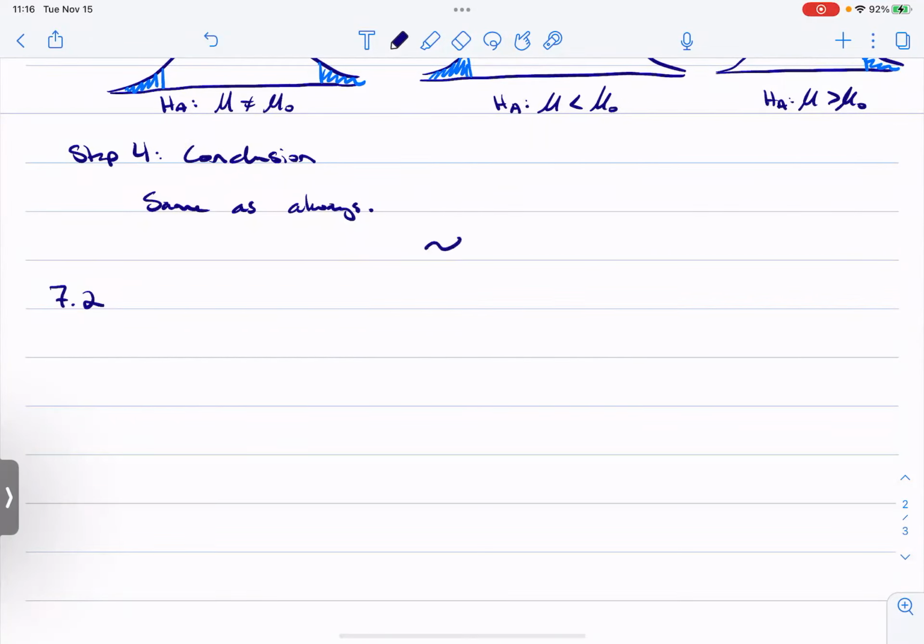So like I said, today we're going to recycle all that stuff that we learned last week. The only thing that's changing is that now we're going to talk about paired data.